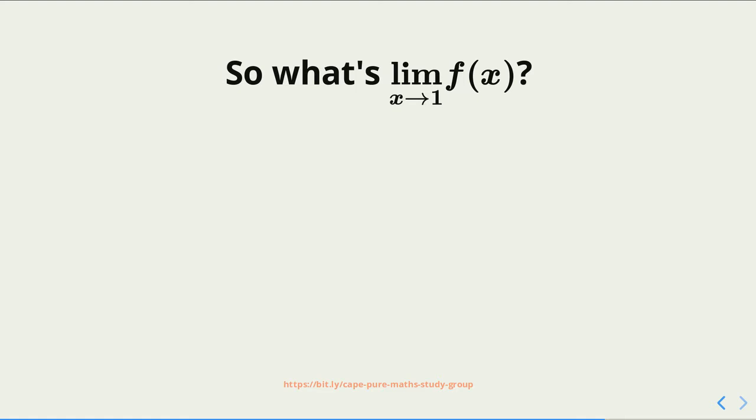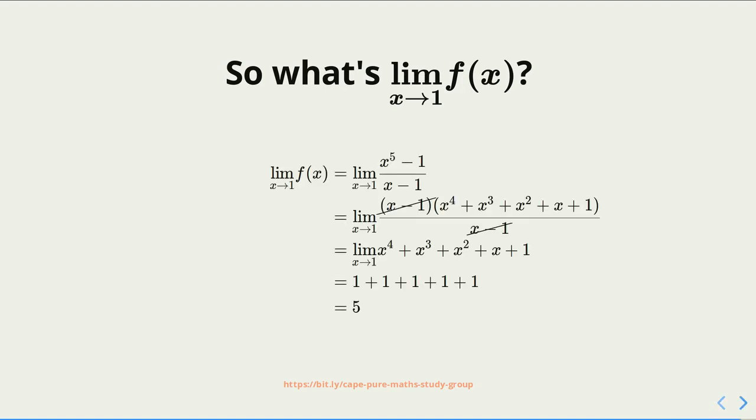Since the function is defined to be (x to the 5 minus 1) on (x minus 1) when it's not equal to 1, it follows that the limit of f of x as x tends to 1 is equal to the limit of (x to the 5 minus 1) on (x minus 1) as x tends to 1. The numerator can be factorized into (x minus 1) times (x to the 4 plus x cubed plus x squared plus x plus 1), and we see that there's a common factor of x minus 1 in both the numerator and denominator.